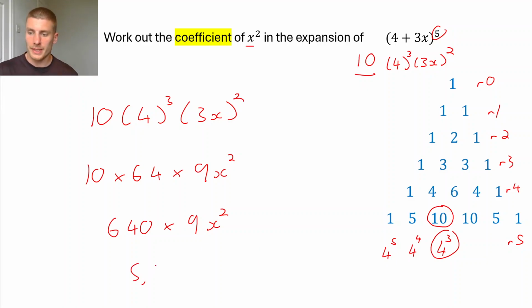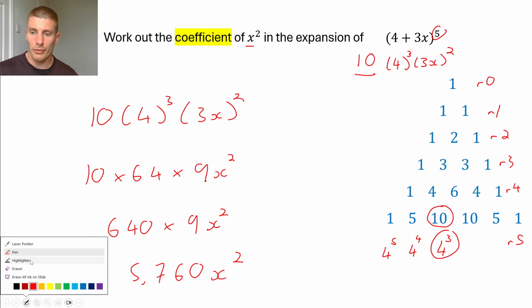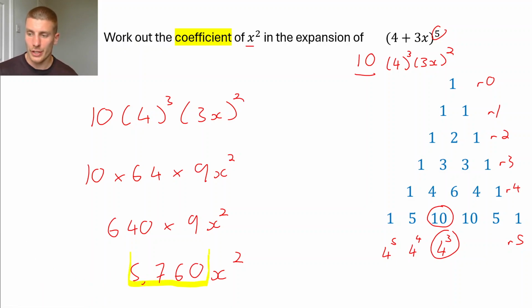5760x squared. So the coefficient here is just this bit, the number before the x squared. So this here is your answer, because the coefficient means the number before the algebra part. So that's your answer, 5760. Now, of course, if you work through every single term, you'd be there for ages. So this is a way to find it really quickly. Okay, hopefully that was useful.